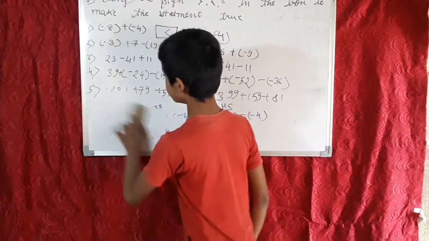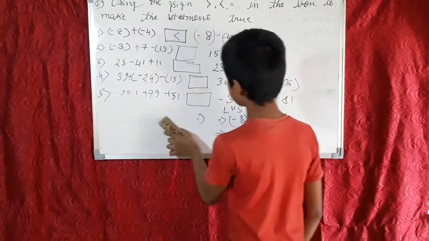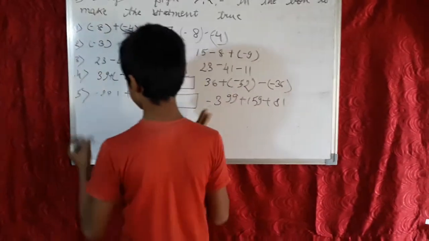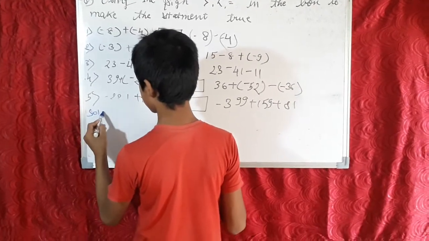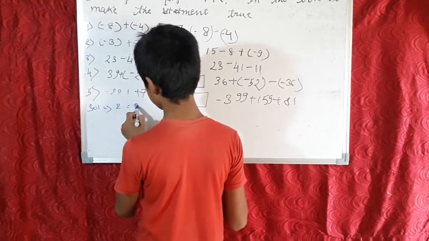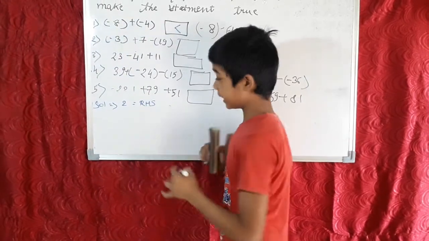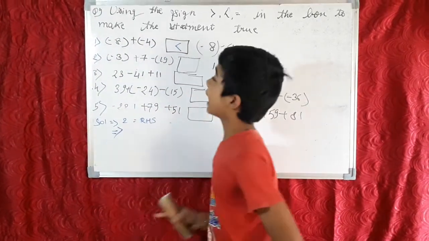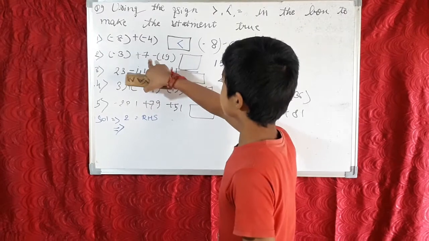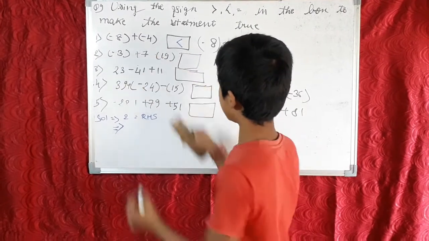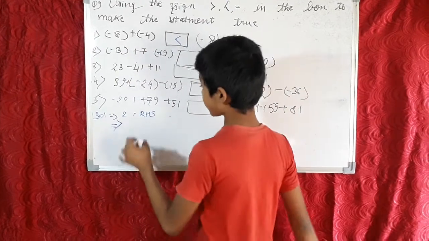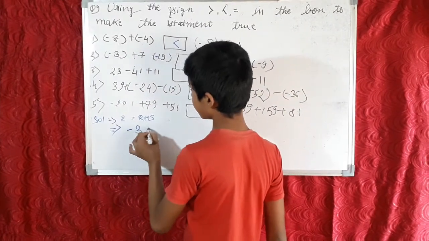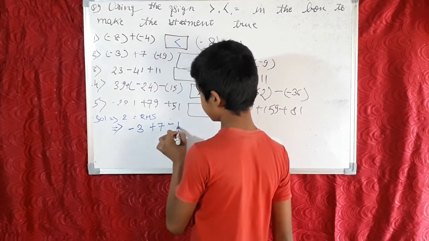Firstly, we will rub this out. Okay, so this is our second question. What is our second question? We will write it out. This is our RHS. RHS is minus 3 plus 7 minus 19. Minus 19 it is. So firstly, minus 3 plus 7 minus 19.